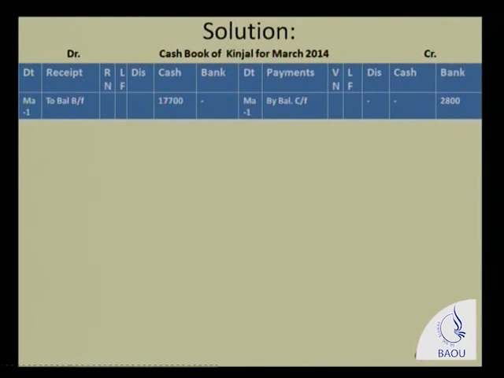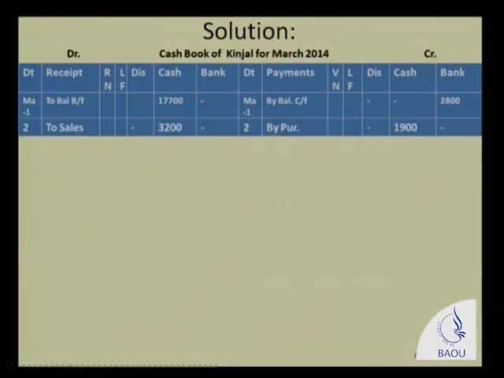Now see how it would be recorded in the 3-columnar cash book. See the first transaction. On the debit side, to balance brought down. Whatever cash amount we have would be recorded in the cash column. And on the payment side, the bank overdraft would be written as by balance brought down in the bank column, rupees 2,800.